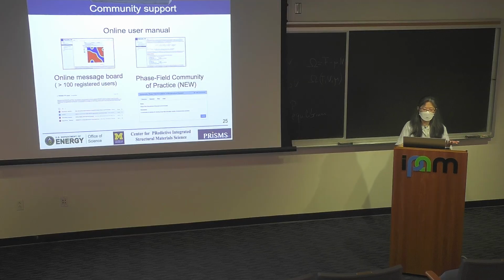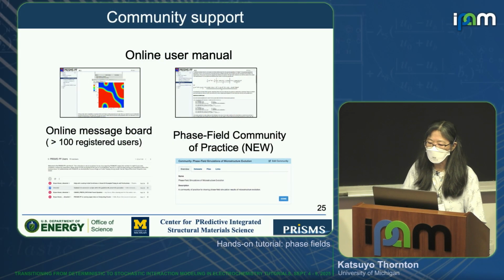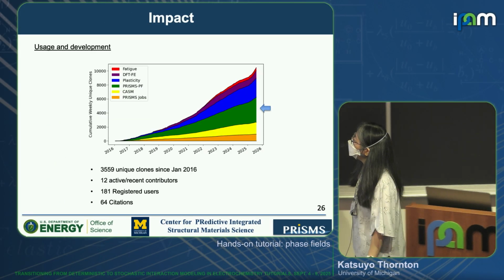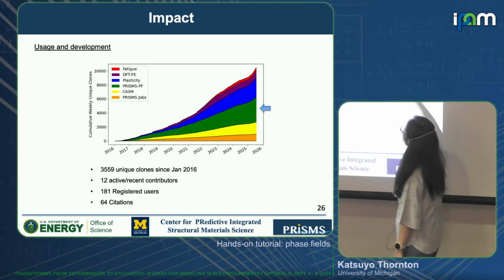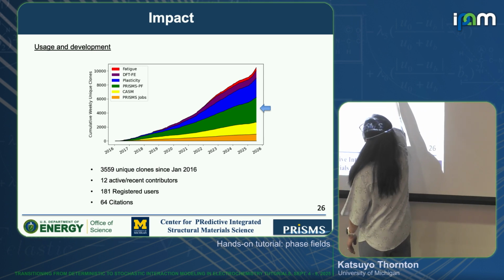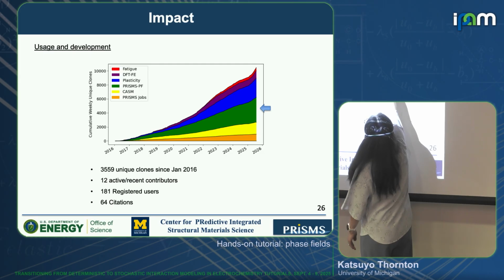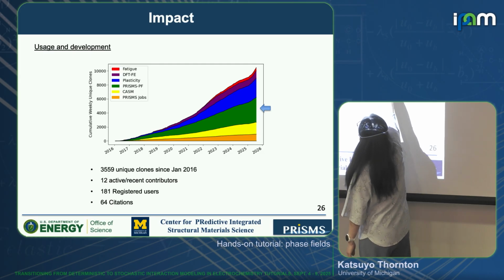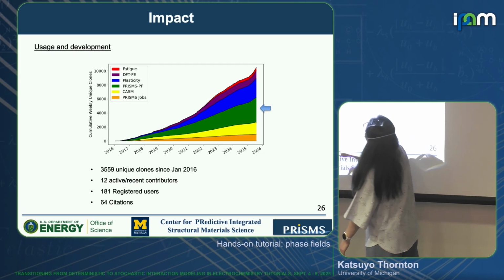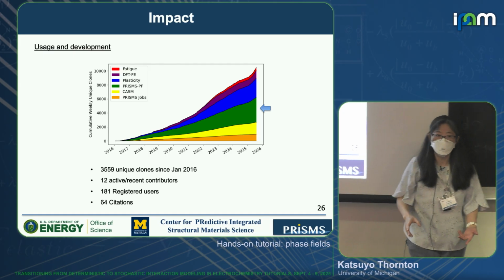Okay, and for community support, there's an online user manual, a message board, and community practice. And we are really growing in user base. These are unique clones. Actually, PRISMS-PF is the green part, which is the biggest out of all the tools that we have.